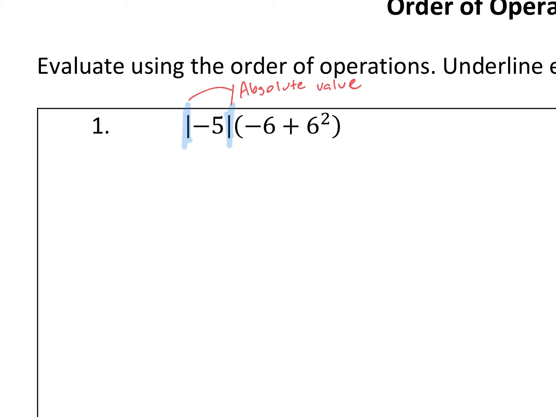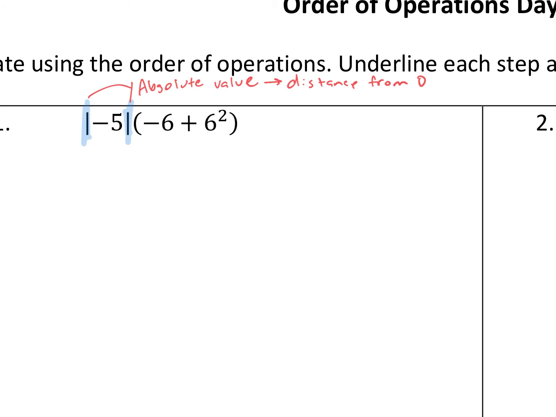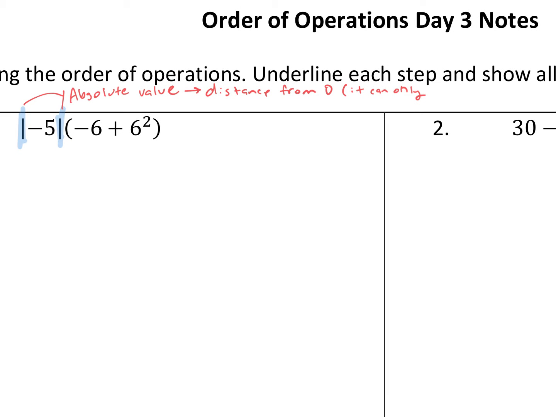Sometimes there can be multiple things inside those bars, so it could be addition, multiplication, division, whatever. When that's the case, you follow your order of operations, and whatever number you end up with at the end is what you take the absolute value of. For those who don't remember, the definition of absolute value is just how far that number is from 0. So it's the distance from 0. This means that whenever you take the absolute value of a number, it can only be positive, right? If we talk about the distance from something, distance can never be negative. It can only be positive.